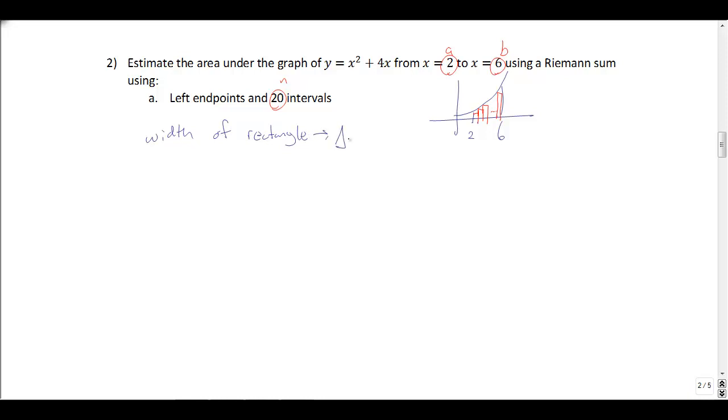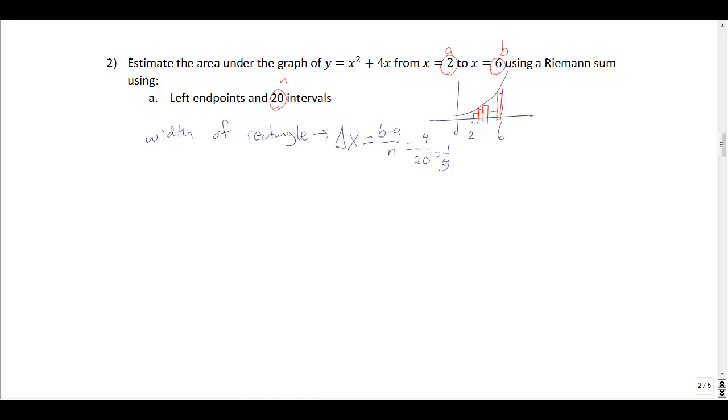I'm going to call that delta x. It's the width of one of these red rectangles, so this little area here. What I'm going to do is take (b minus a) over n: the right endpoint minus the left endpoint gives me the whole distance here of 4. So it's 6 minus 2, that's 4. And then I have 20 rectangles, so I divide by 20. Each of those rectangles will have a width of 1/5. So that should be fairly intuitive.